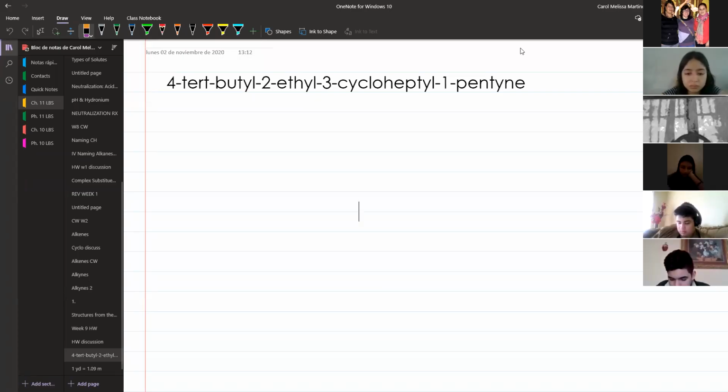Okay, so to begin with this, we need to highlight or notice at least what is the parent chain. The parent chain is specified in the end. As you can see, the parent chain for this example is 1-pentyne. The ending Y-N-E tells me that it is an alkyne, and if it is an alkyne, that means I have a triple bond.